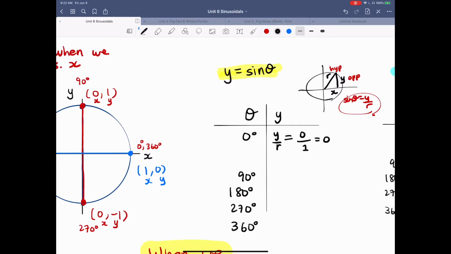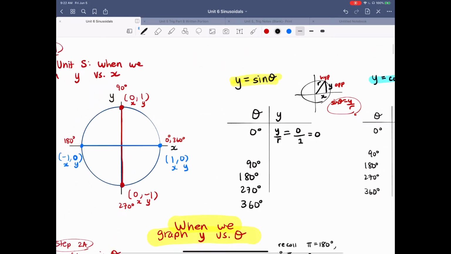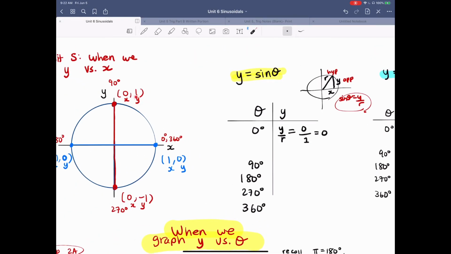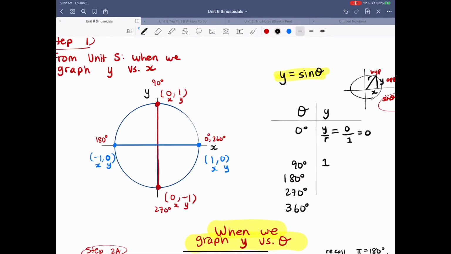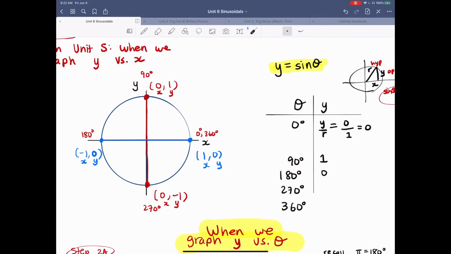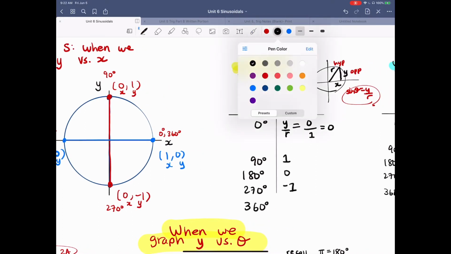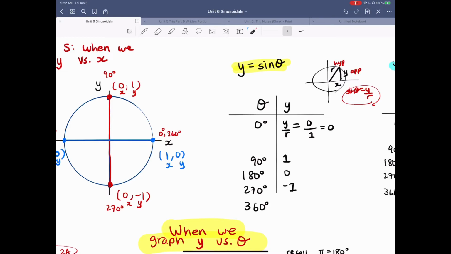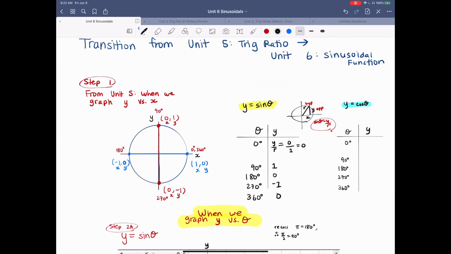That is my first coordinate for this graph. For 90 degrees, I have a y value of 1. I'm not going to put 1 over 1 every time, so I'm just going to put a 1 there. At 180 degrees, my y value is 0. At 270 degrees, my y value is -1. At 360 degrees, my y value is 0. I hope you can see that we're using the unit circle as a way to graph y equals sine theta, which is a totally different looking graph.